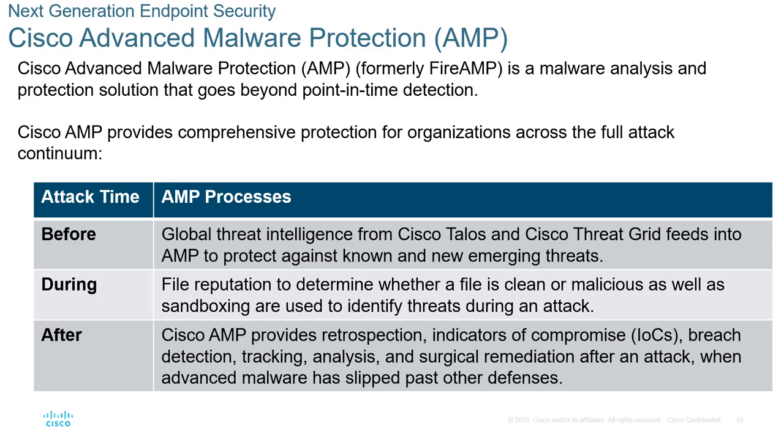So let's talk about AMP, Cisco Advanced Malware Protection. It was formerly known as FireAMP. It's a malware analysis tool, and it provides protection solutions that go beyond point-in-time detection. Cisco AMP provides comprehensive protection for the full spectrum of the attack: before, during, and after. That way they can provide intelligence before and during, they can look at file reputation to determine if a file is clean or malicious, and after the attack, we can do more retrospection, indicators of compromise, breach detection, analysis, tracking, and other remediation post-attack.